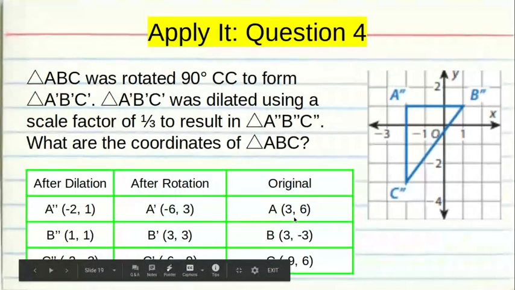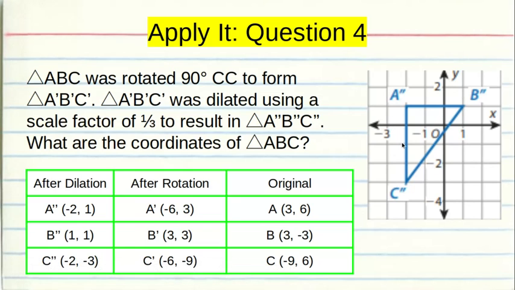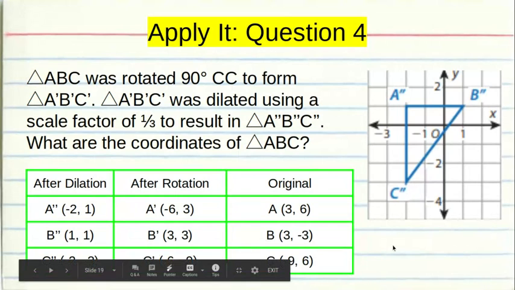So we see that A is at 3, 6, B is at 3, negative 3, and C is at 9, 6. So again, this one we're going from our final image and trying to find our original image, so we need to do them in the reversed order.